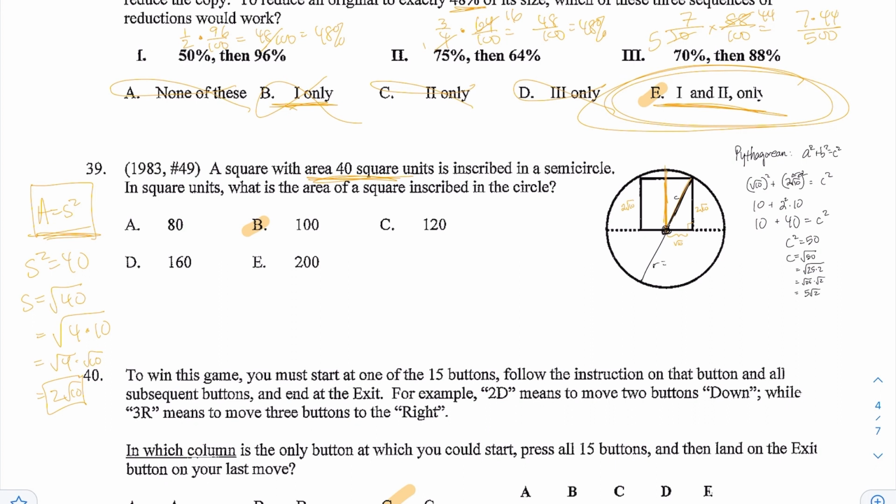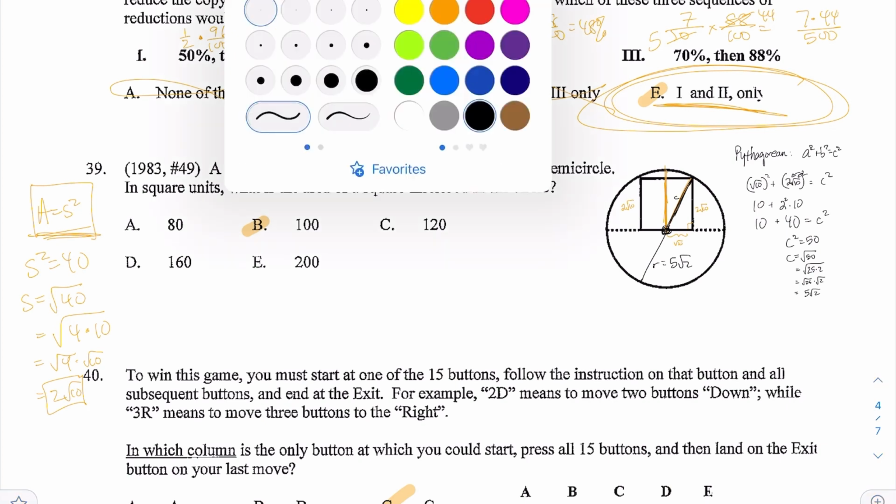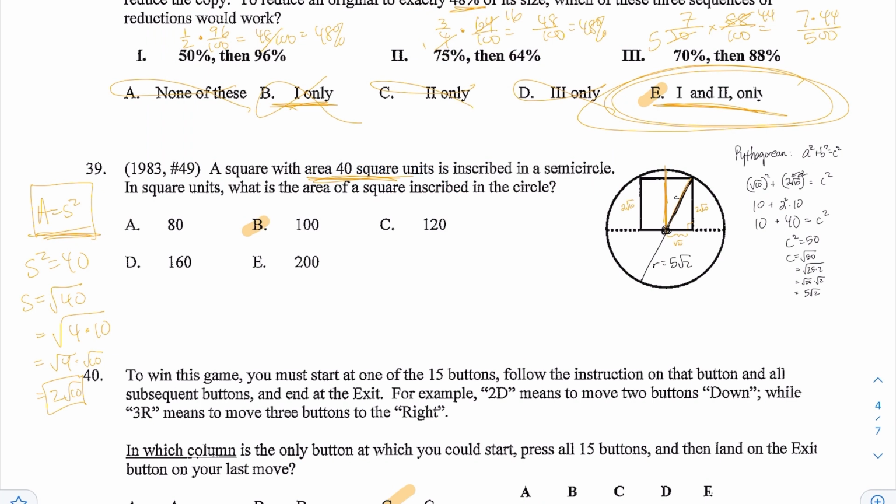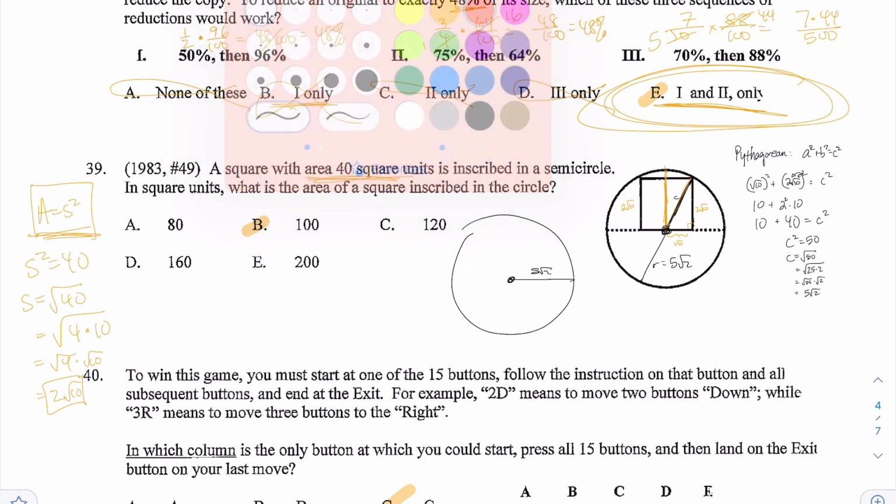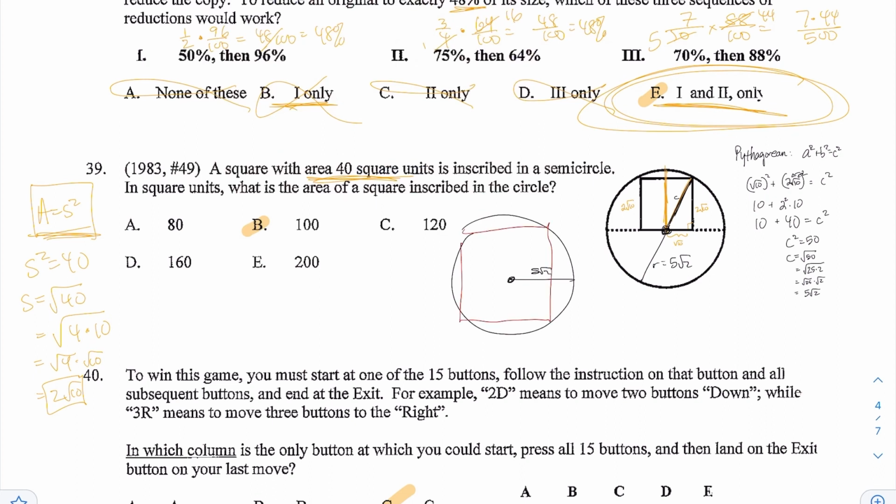The radius is 5 root 2. Now you want the area of a square inside this circle, perfectly inside. So I'll draw the same circle, with a radius of 5 root 2. And now you want to put a square inside here so that it perfectly fits.